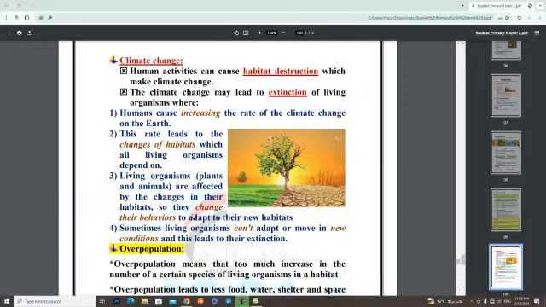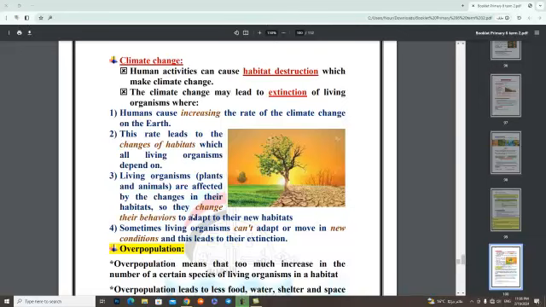Climate change. Human activities can cause habitat destruction, which makes climate change. Climate change may lead to the extinction of living organisms, where humans cause an increase in the rate of climate change on the Earth. This rate leads to the change of habitats, which all living organisms depend on.